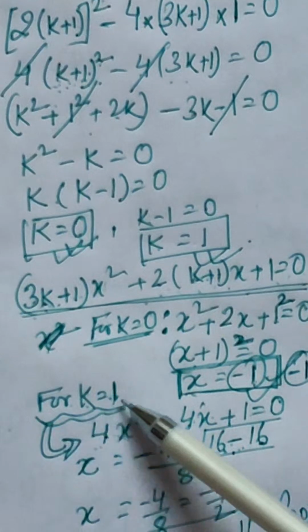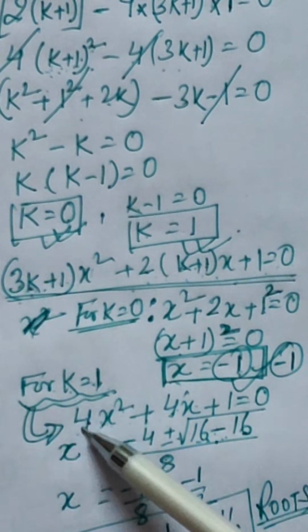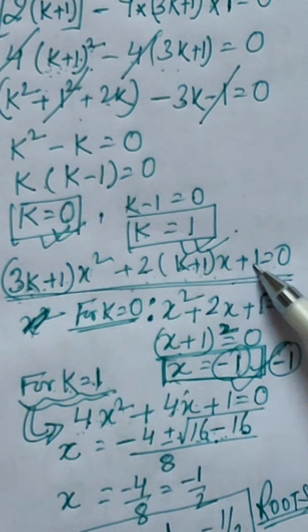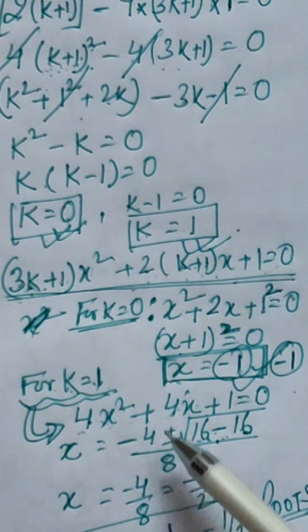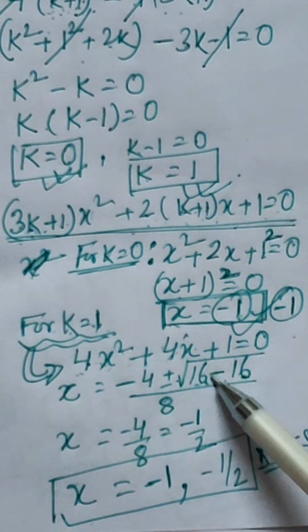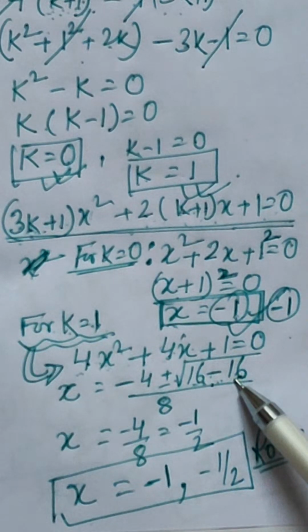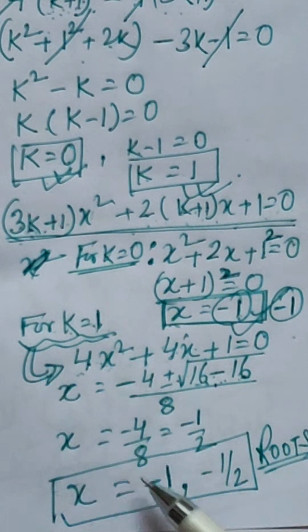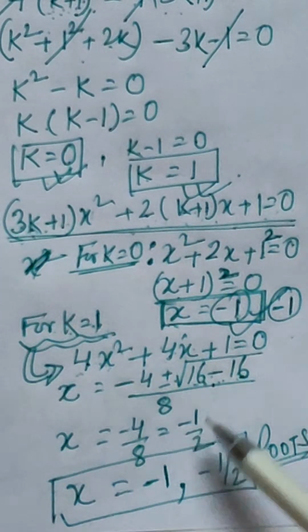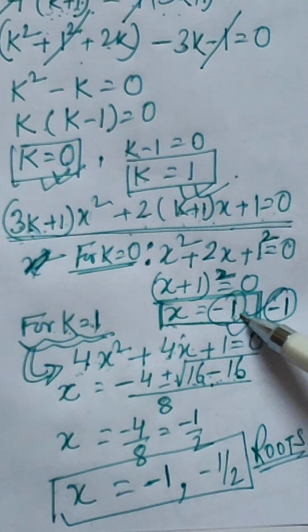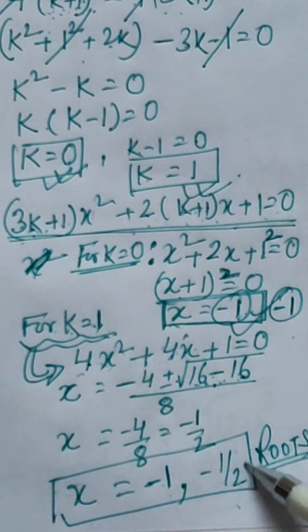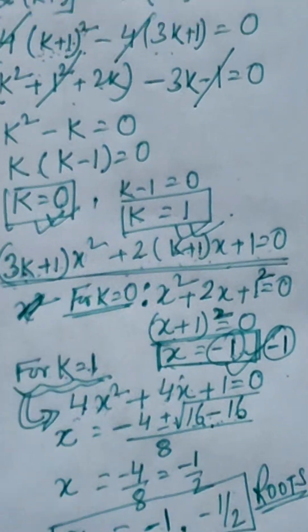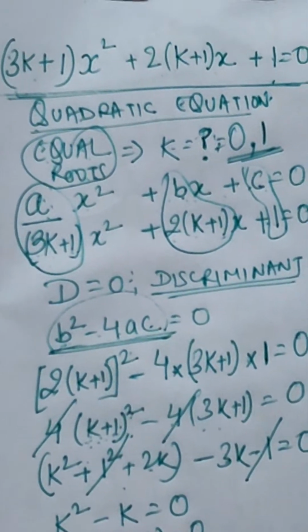And for k equal to 1, the given quadratic equation will look like this: 4x square plus 4x plus 1 equal to 0. When you solve it, you can see the discriminant is equal to 0, which cross-verifies that these are equal roots. So we get the value of x as minus 1 by 2. Earlier we calculated minus 1, and the other root is minus 1 by 2. So minus 1 and minus 1 by 2 are the roots of the quadratic equation which is given to you.